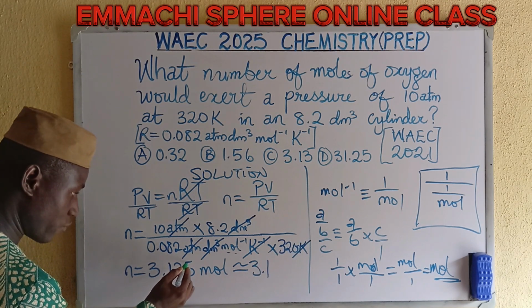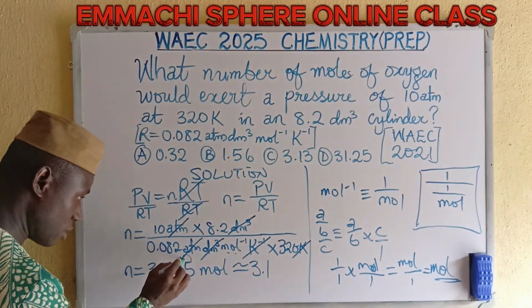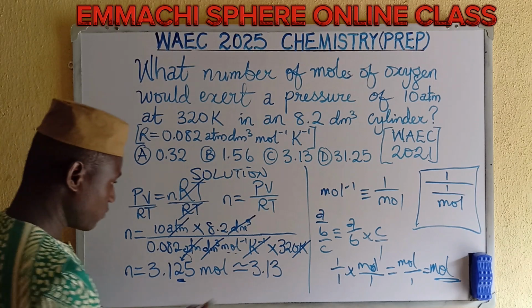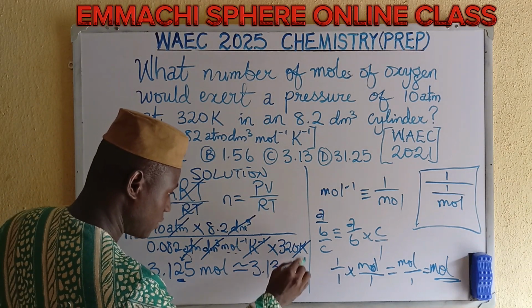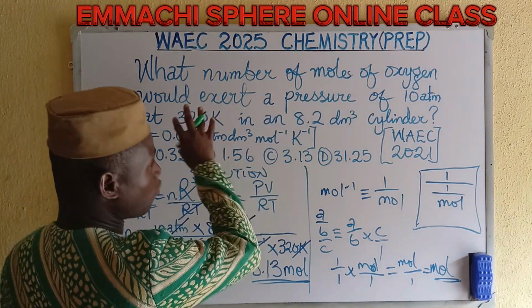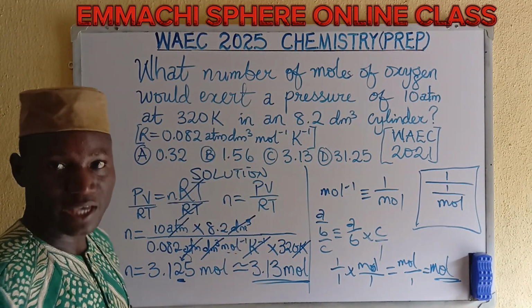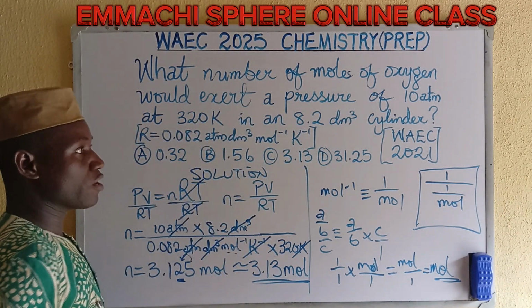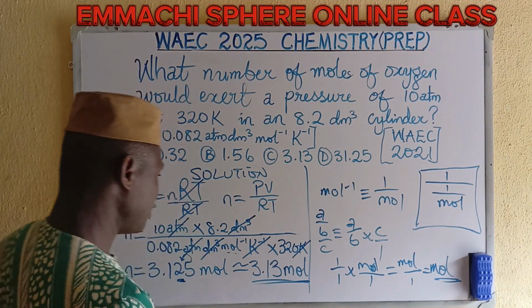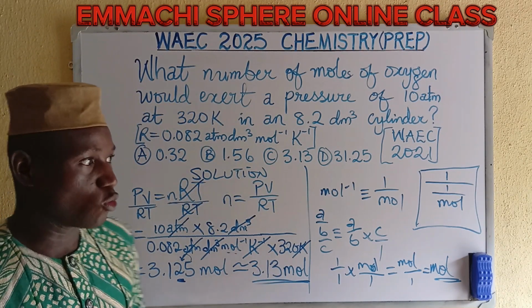Since the last digit is 5, we take 1 from it, to be added to the 2, and it becomes 3. Good. So the final answer is 3.13 mole. So the moles of oxygen that would exert a pressure of 10 atm at 320 Kelvin in an 8.2 decimeters cube cylinder is 3.13 mole. Thank you.